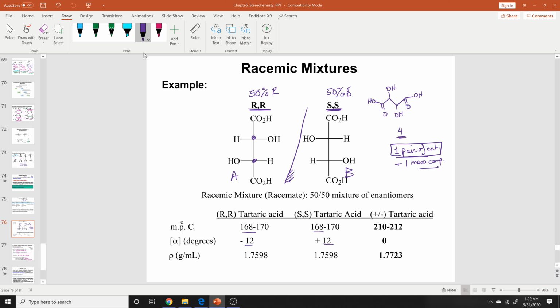So if you combine the two enantiomers, A and B, then the melting point is going to be different. This is for the racemic mixture. The density is going to be different, and the optical rotation is going to be 0. This means that racemic mixtures are always optically inactive because they are made up of 50% R, 50% S enantiomers. So the rotation of the plane of polarized light does not happen. This is why the molecule is said to be optically inactive.